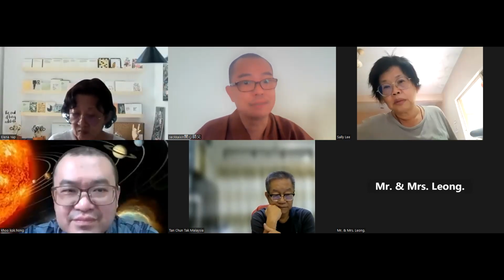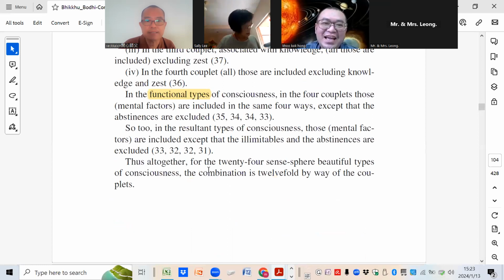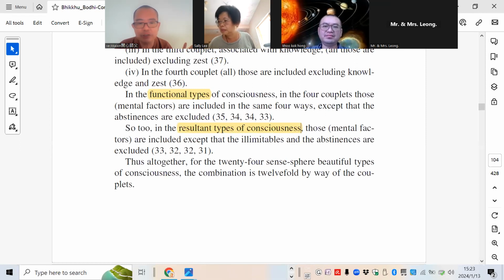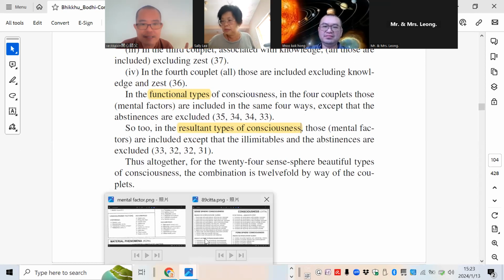Okay, some more coming. Let's take a look here. So too in the resultant types of consciousness. Where are the resultant types of consciousness? Class, can you go to the diagram and check for me which resultant type of consciousness is referred to? Can you get faster than me or not?